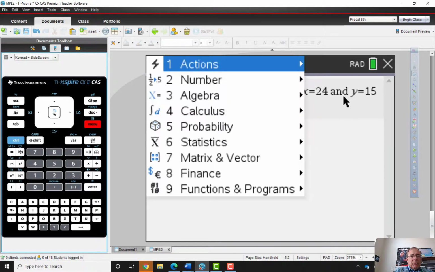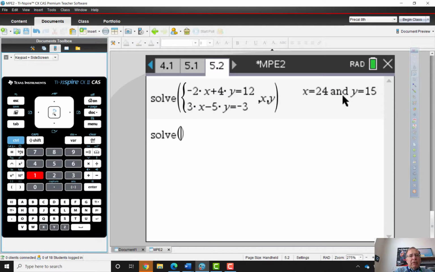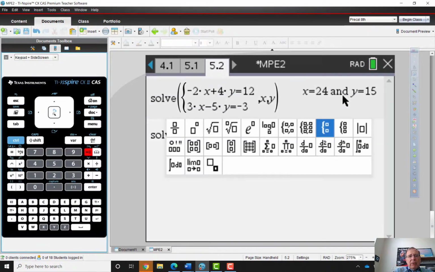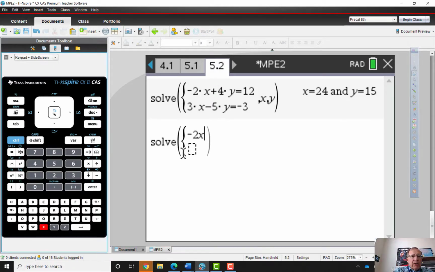So going through that whole thing: menu, 3 for algebra, 1 for solve. Palette o math, I want the two equation system, negative 2x plus 4y equals 12, tab to get to the next rectangle, 3x minus 5y equals negative 3, tab, and then I need to say comma x, comma y.